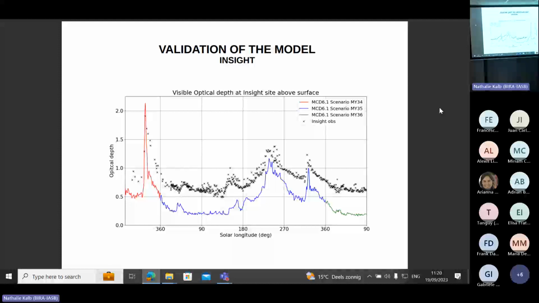So it's two different methods. And also here it's just the opacity of the dust, whereas here it's supposed to be the opacity of the atmosphere, so it includes also water ice clouds. So that might explain also the gap between the two: the opacity of the water ice clouds.